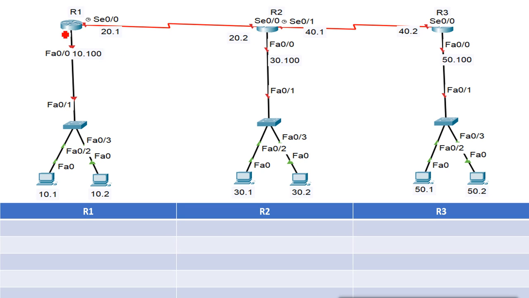So this is router 1, which has Fast Ethernet on this network and serial on this network, and this is the other network. Now when we enable EIGRP, what happens first? Router 1 will send hello packets to router 2, and router 2 will send hello packets to router 1, because they are connected directly with this serial link.